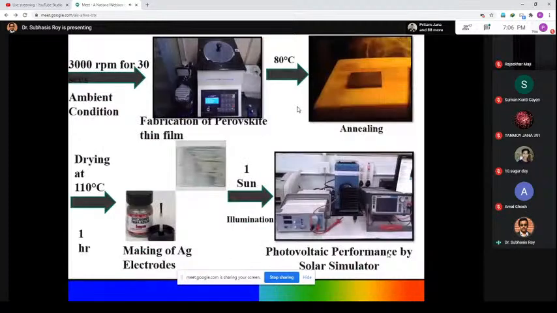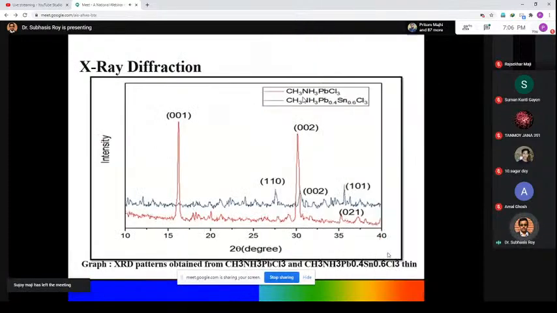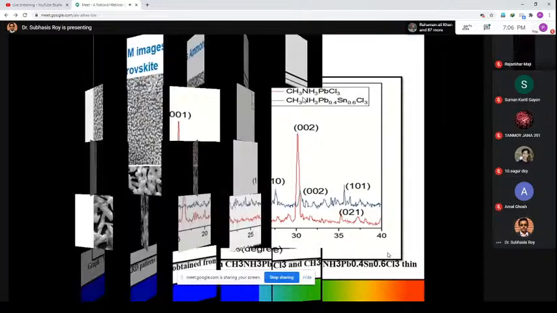Then this is the setup where the photovoltaic performance is measured by a solar simulator. Then this is the spin coater where the spin coating is done. After spin coating, heating is required. Then finally, contacts are prepared on the top of the surface for making electrical contact. This is the XRD analysis of these two films, where it is shown that the Sn is conformally distributed in the matrix of the PbCl3.